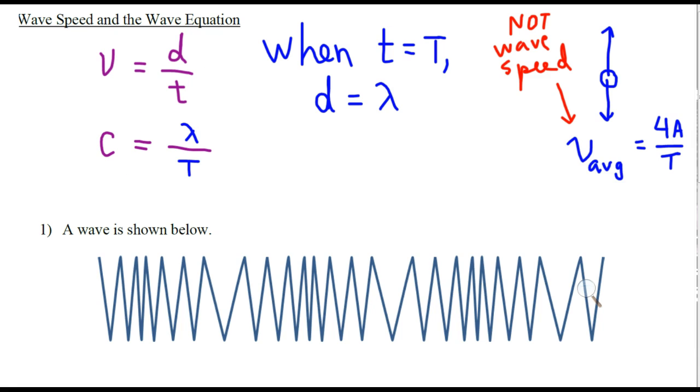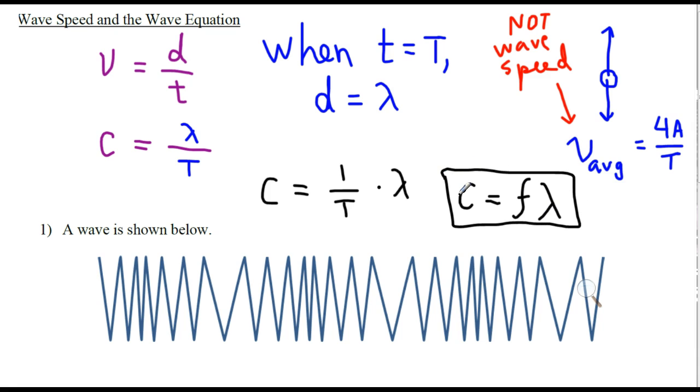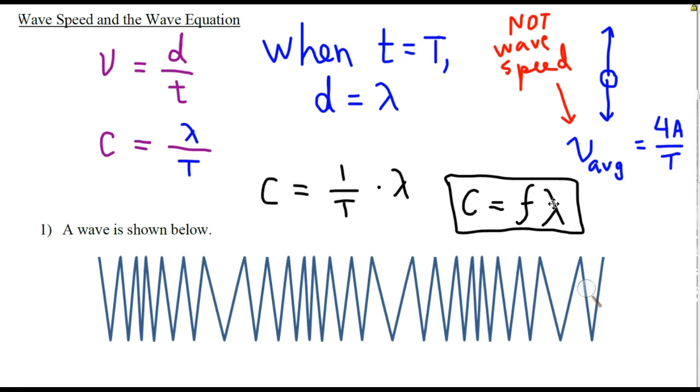And what else do we see? Well, wait a second. Hang on now. We could write this as 1 over T times lambda. And what is 1 over the period? It's the frequency, of course. This equation is called the wave speed equation. It's a really important equation for physics. We're going to use this repeatedly, and it's something you've probably seen in chemistry as well.